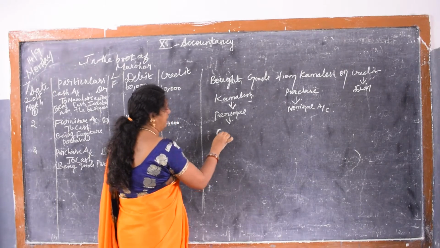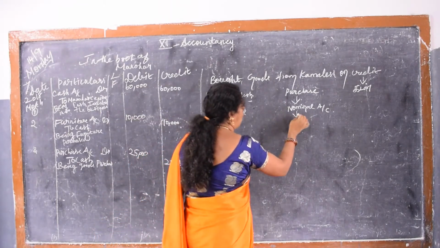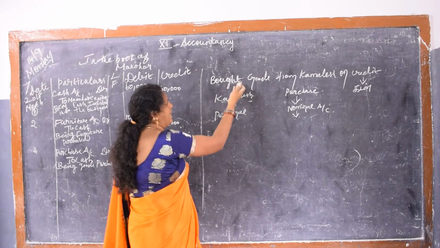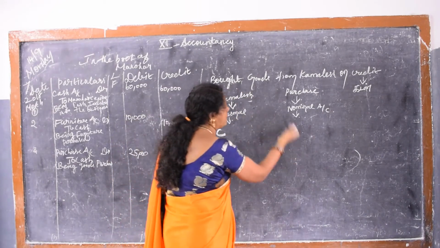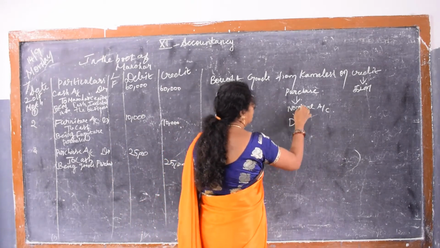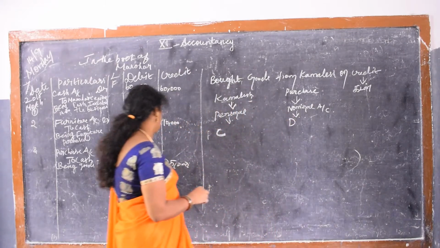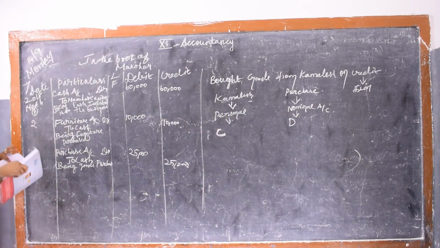C stands for credit. Okay, then nominal account: debit all expenses. So it is an expense. We are buying some product, so that is an expense. So the nominal purchase account should be debited. So the transaction date is 6.